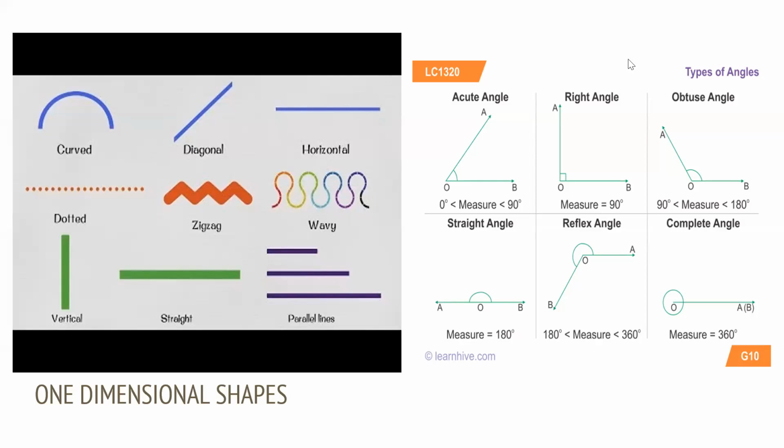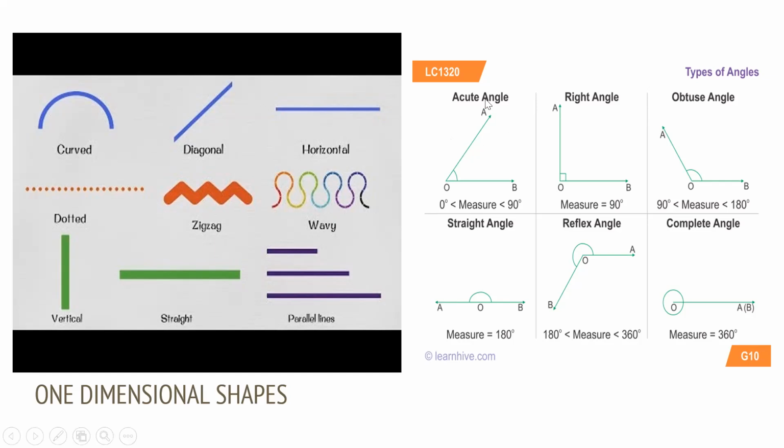We've got several types of line here. We have curved line, and then diagonal line, horizontal line, dotted line, zigzag line, wavy line, vertical line, straight line, and also parallel lines. And then for angles, we've got several types of angles.